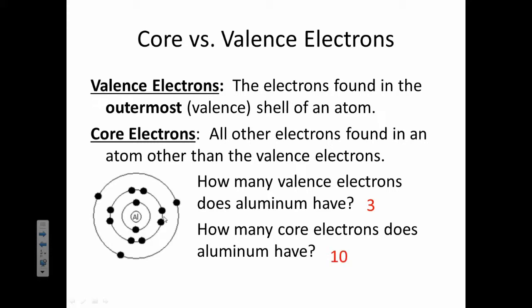Now there's an easier way you can do this. You can look and see that aluminum is in group 3A, which means that it has 3 valence electrons. And since aluminum's atomic number is 13, you can do 13 minus the 3 valence electrons to get how many core electrons there are.